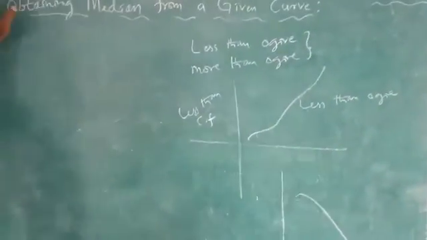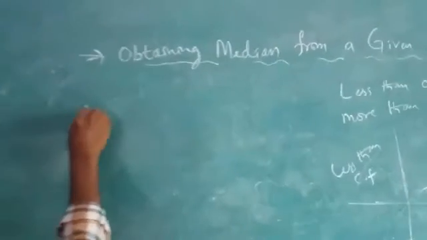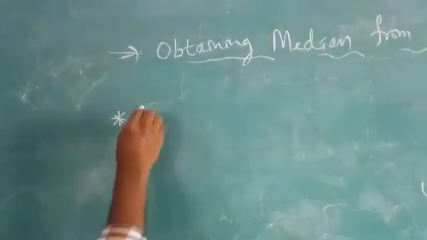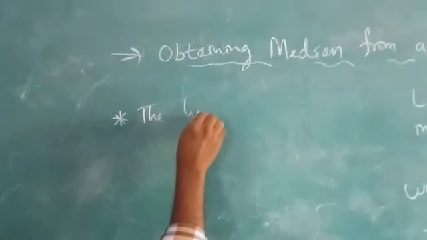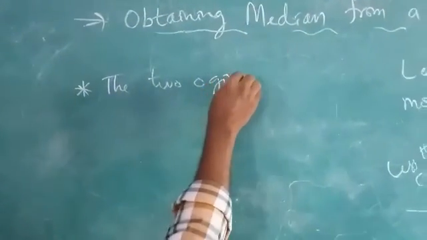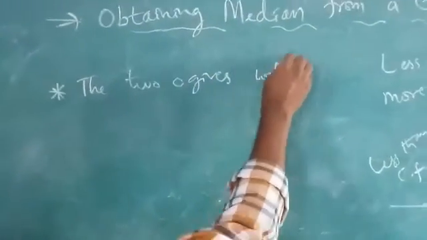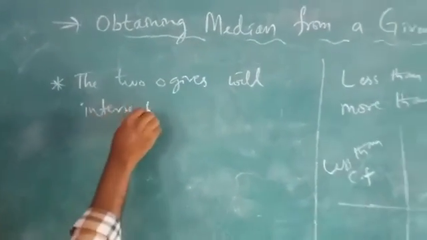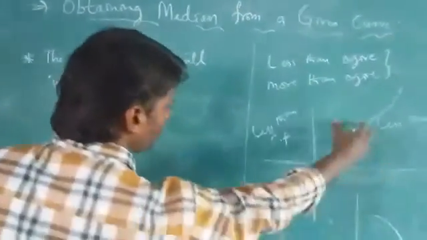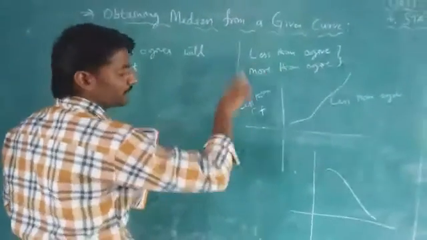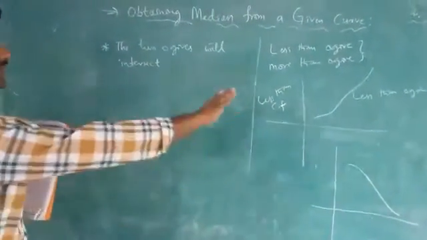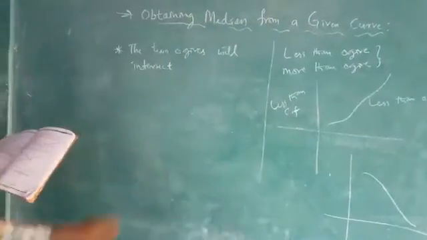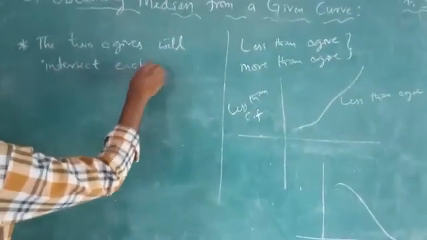Now, what is the median? I'm explaining how to get it from the given curve. We will draw the two ogives, and the two ogives will intersect. Sometimes they ask you for both the curves in one question, so we have to draw both here. Automatically they will meet: the ogives will intersect each other at a point.